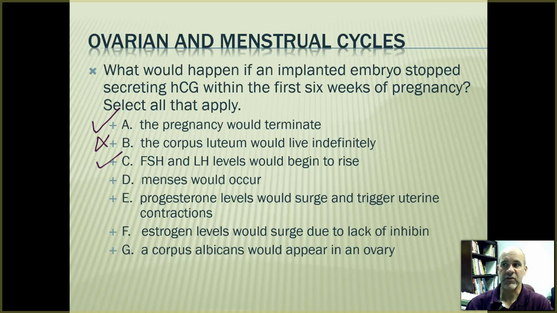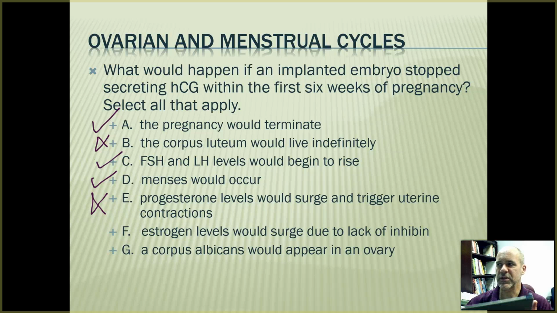Menses, that's another term for menstruation. Would that occur? Yep. HCG drops down, estrogen and progesterone levels drop, menstruation or menses will take place. Progesterone levels would surge and trigger uterine contractions. No, if the corpus luteum dies, progesterone levels are going to drop. You are going to have uterine contractions. Progesterone inhibits uterine contractions. So if your progesterone levels surge, they would not trigger those contractions to take place.